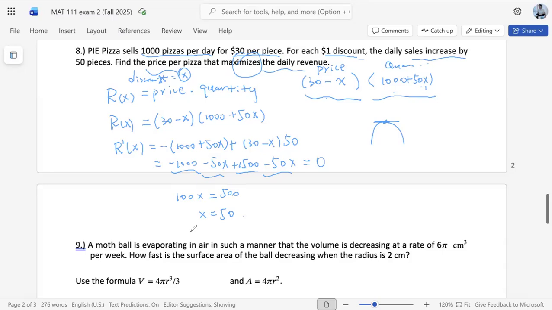Oh, hold on, something's wrong. 500 divided by 100 cannot be 50. So x equals 5. The discount should be 5. The question is asking what the price per pizza is, so the price should be $30 minus 5, because 5 is the discount, $25. So if this pizza store sells each pizza for $25, they will make the most money.